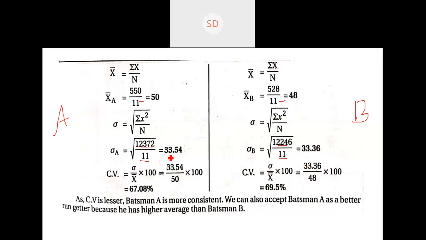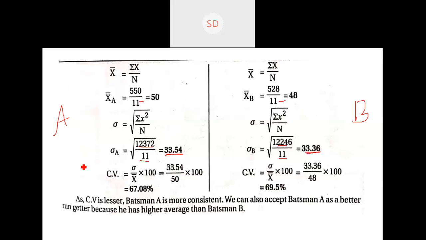Now if you see, you get 33.54 for batsman A and 33.36 for batsman B. You only have a point difference. So in exams, while calculating such problems, do not forget to write up to 2 to 4 decimal points. Okay, consider 2 or 4 decimal points in exams.